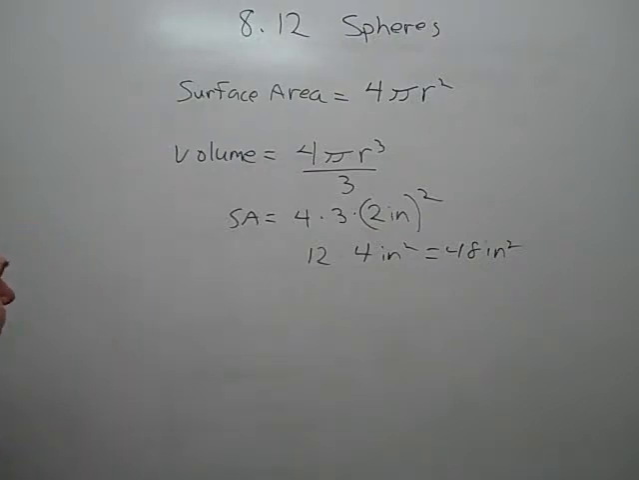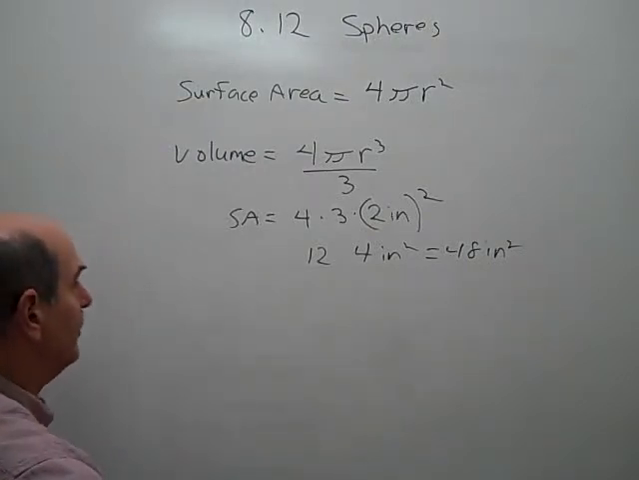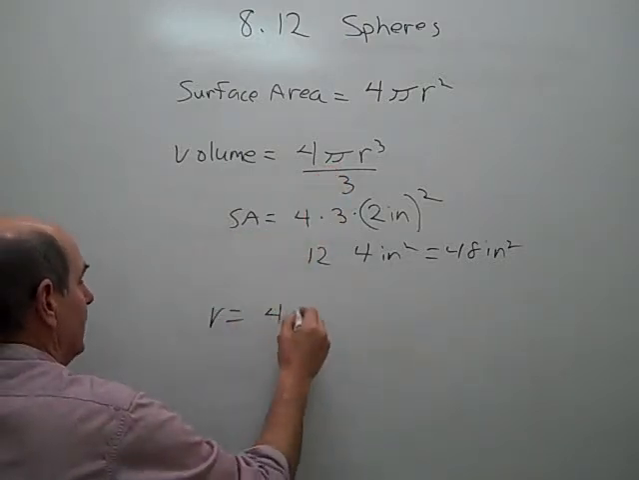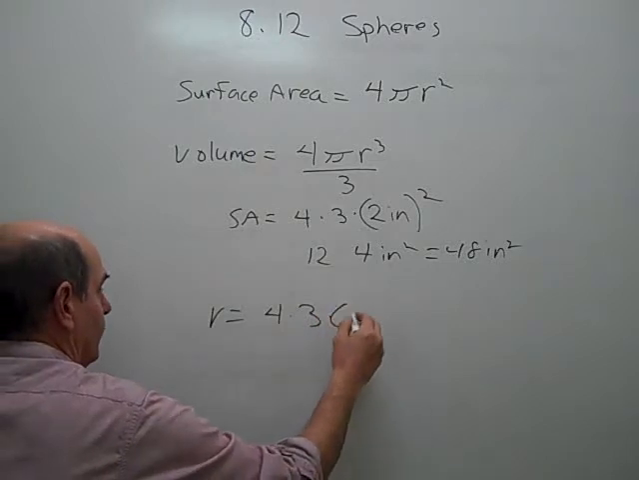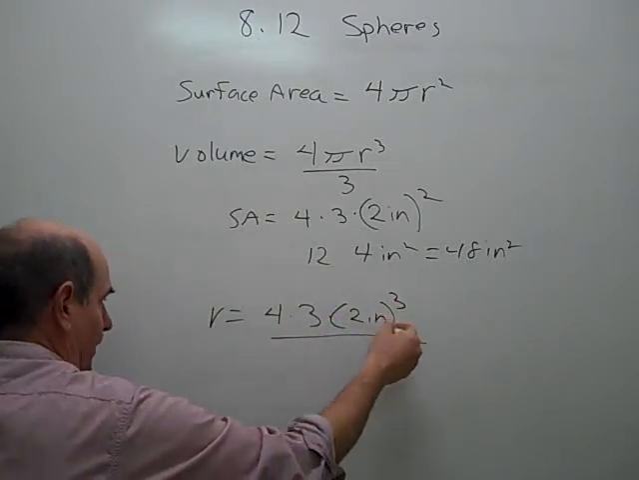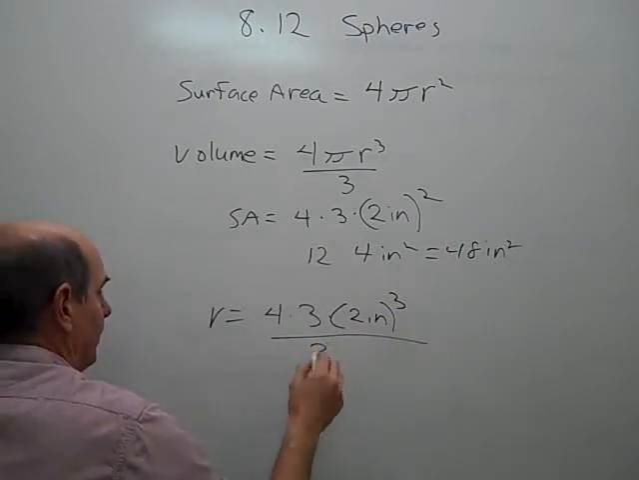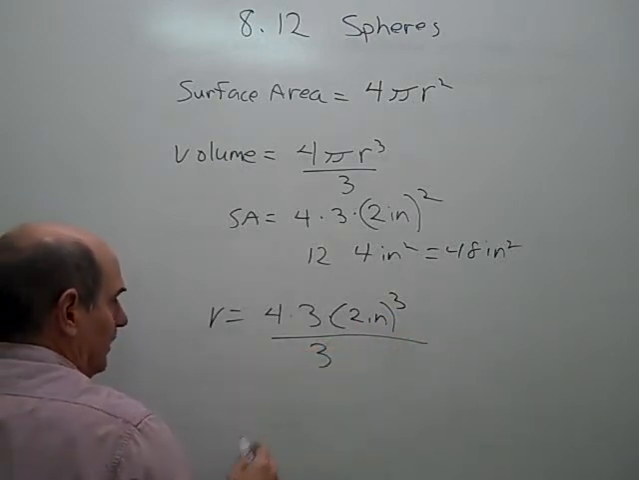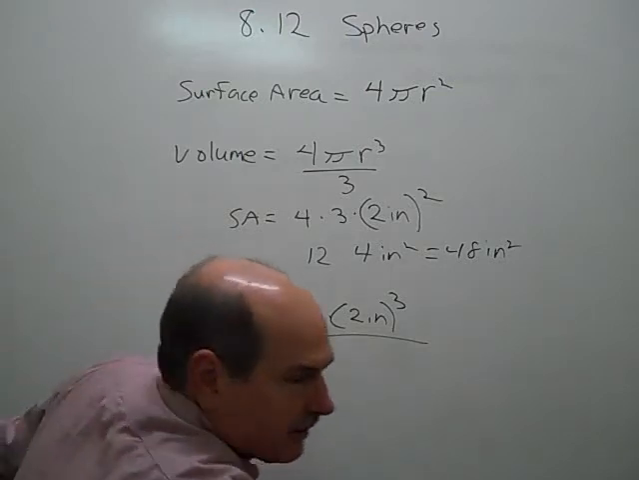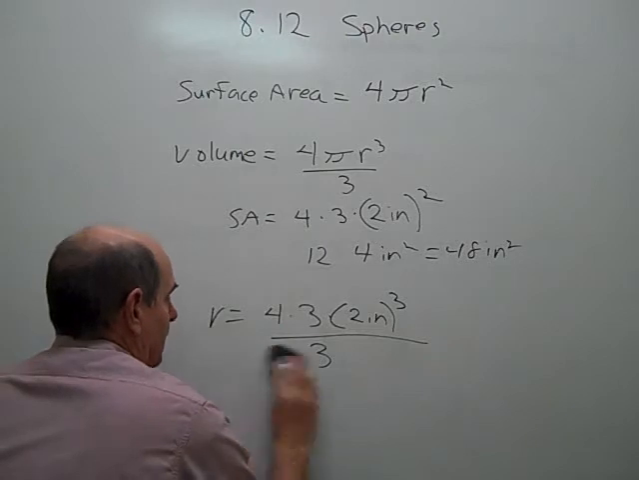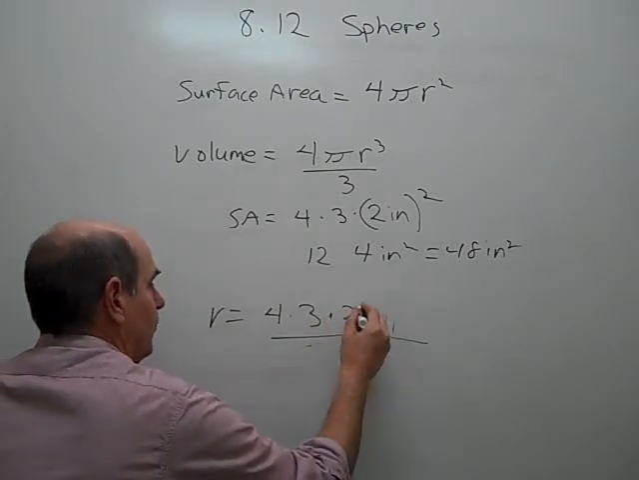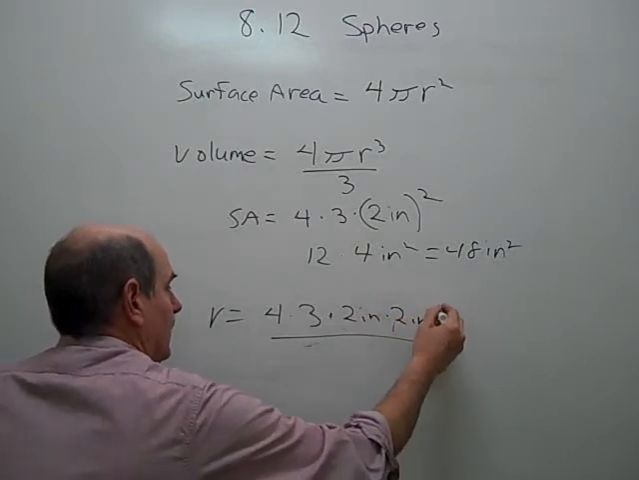Then how do we figure out the volume? We just plug in the formula. Volume would be 4 times 3 for pi times 2 inches to the third power, so we get inches times inches times inches, divided by 3. I think I'll write this out. I'll make it a little smaller here. 4 times 2 inches times 2 inches times 2 inches.